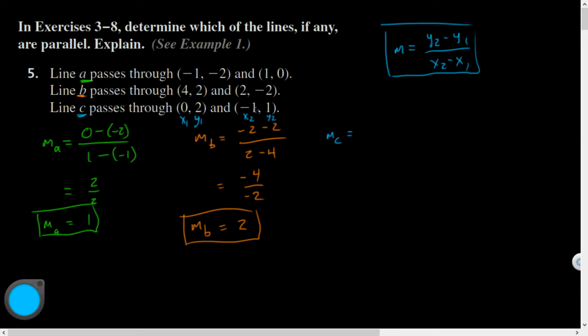So y2 minus y1, so 1 minus 2 over negative 1 minus 0. I've got negative 1 over negative 1, and that's just going to equal positive 1. So question, friends, which lines are parallel? Do we have any lines that are parallel lines? Parallel lines have the same slope. Which of these have the same slope?